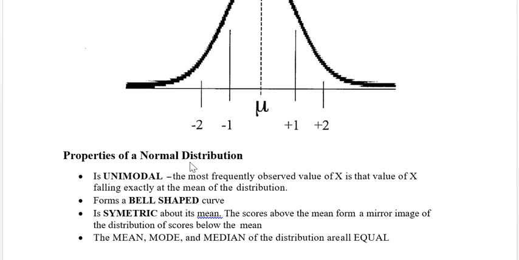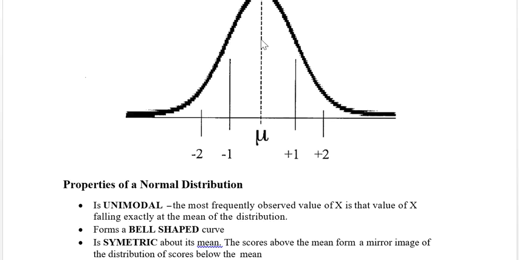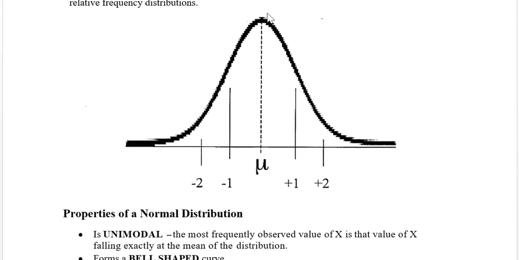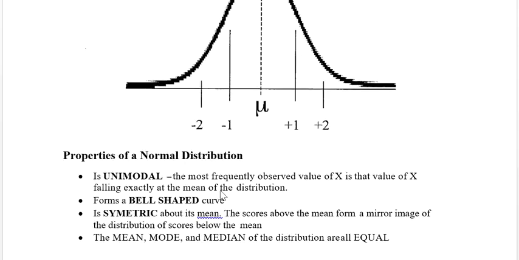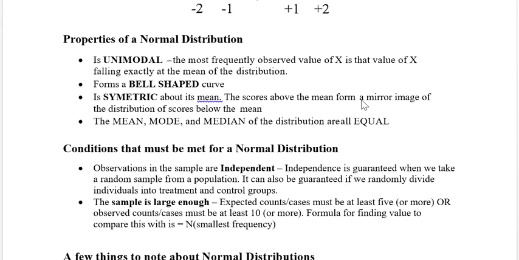So properties of a normal distribution: it's unimodal, which means there's only one mode. So that's right up here, and that's where your mean, median, and mode are all the same. It's the most frequently observed value of x, the value of x falling exactly at the mean. It is a bell-shaped curve, which I talked about. It is symmetric, so that means you could technically take this and fold it in half this way, and it would be symmetric about the mean. So they have a mirror image, and mean, median, and mode are all equal, which I already said.